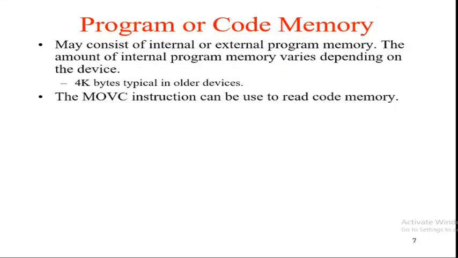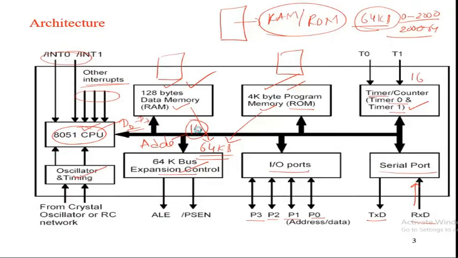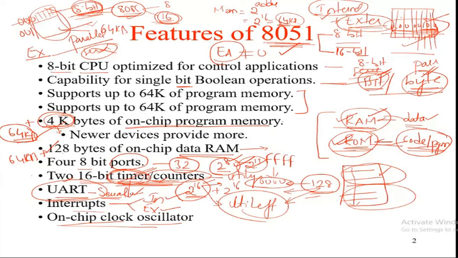Okay, and coming to the program memory, we are having program or code memory, that is ROM. What is the internal size of ROM? We have studied 4K. 4K, sir. Yes, 4 kilobyte. Okay, see, another important thing here is in the features, as we discussed, that 4K bytes of on-chip program memory, and the newer devices provide more. Newer devices in the sense, the advanced versions of 8051 microcontroller may provide some additional program memory also. అంటే 4K కంటే ఎక్కువ కూడా ఉండొచ్చు in the advanced versions of the 51 microcontroller.